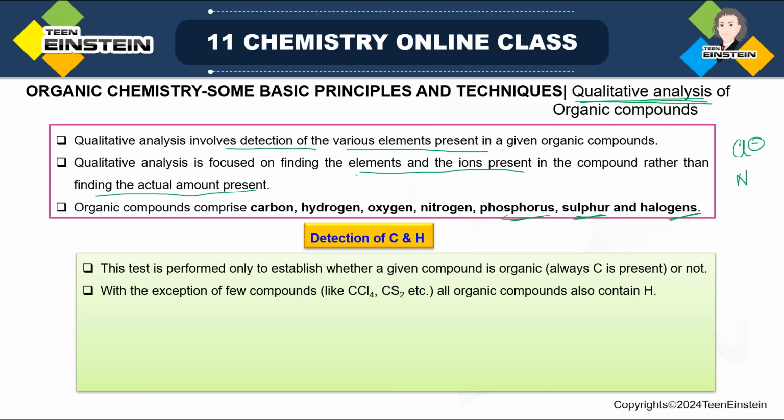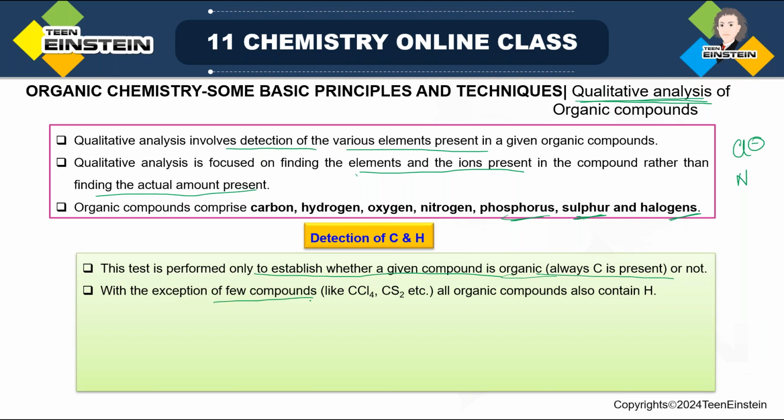Now we are talking about organic compounds. When it is organic compounds, obviously carbon will be present, right? So still why are we talking about detection of carbon? Basically the test that we are going to study is performed only to establish whether a given compound is organic or not. The purpose here is just to know whether it is organic or inorganic. Because if it is organic, always carbon will be there. You don't have to test it. But if you want to know whether it is organic or inorganic, then you have to do this test.